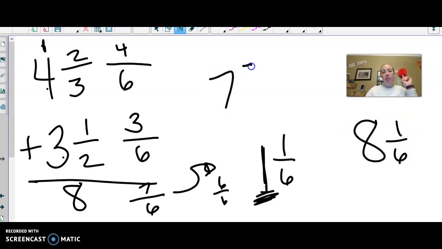You might have thought 7 and 7/6, which is technically right, but I just don't mix up the whole number with the improper fraction like that. That's a little strange. So I just need to take that improper fraction, turn it into a mixed number, and then combine it with my other wholes.